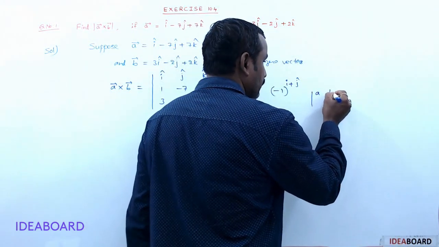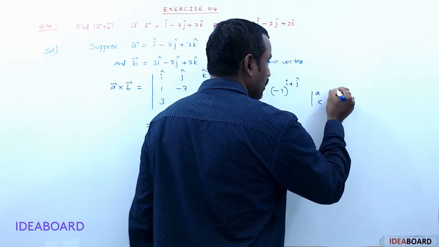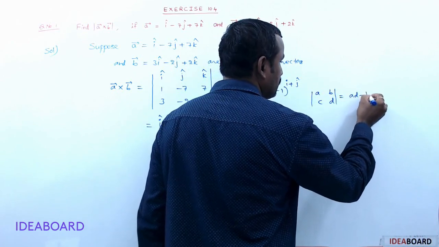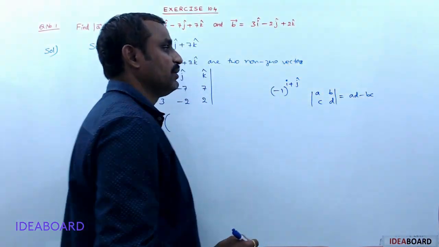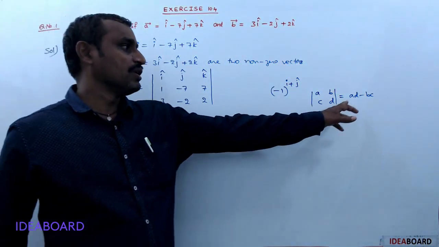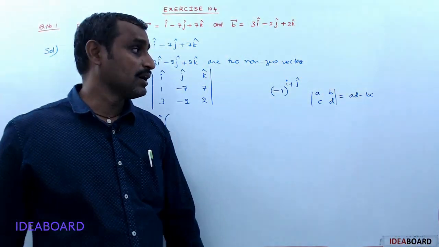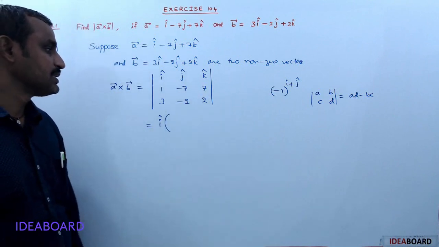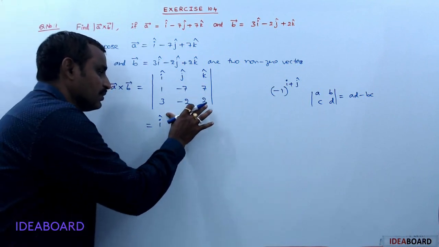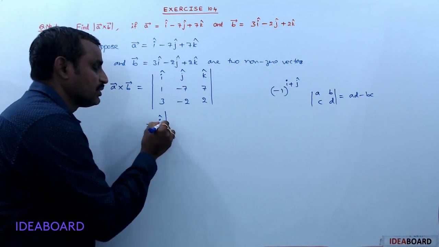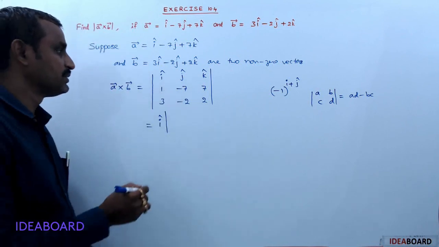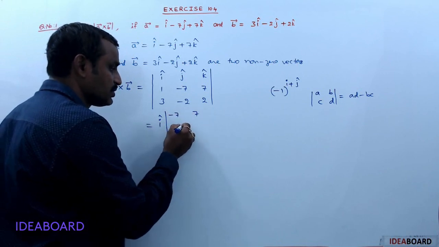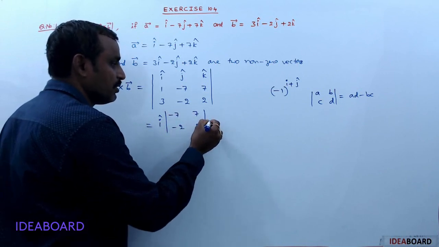The remaining 4 elements are in the form A, B, C, D. The determinant of a 2 by 2 matrix is AD minus BC. So now we will calculate according to that formula. Or else you can write the remaining elements after deleting the ith row and jth column: minus 7, plus 7, minus 2, plus 2.